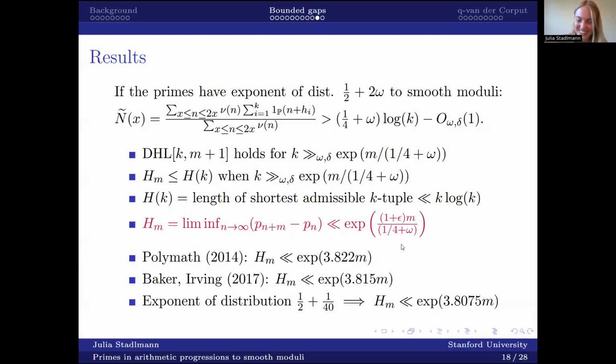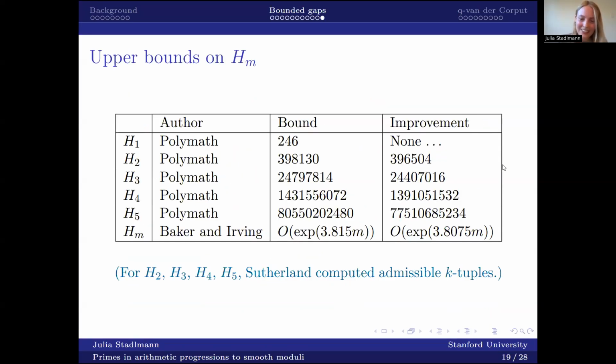Of course, we think that the actual bound on H_m is much, much smaller than that. And we can also improve upper bounds on H_2, H_3, and so on. And I have put here a small table of improvements. And Sutherland was kind enough to compute the concrete length of the admissible k-tuple here for us. And you can see for H_2, the known size was 398,130 before, and now it's improved by 2,000. So a very small improvement, but better than nothing.